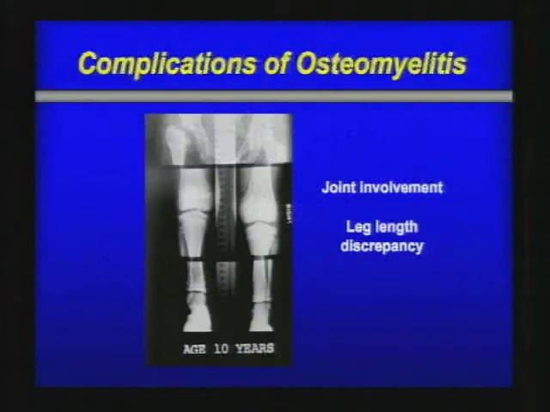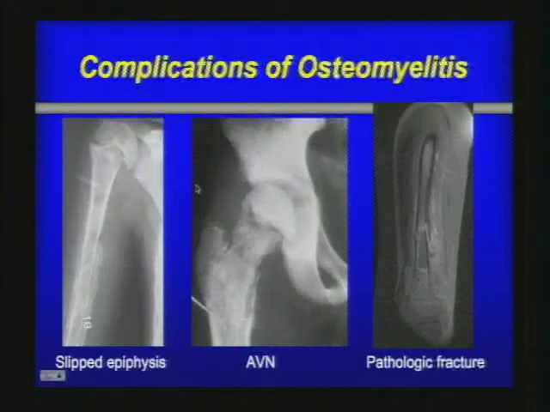Complications you may find with osteomyelitis include, if there's joint involvement, leg length discrepancy, what you see in this image. See how this right leg is completely shorter due to this infection of the right hip joint with substantial deformity. Other complications you may have are slipped epiphyses, as seen here in that patient that had extensive osteomyelitis of the humerus involving the metaphysis and the diaphysis.